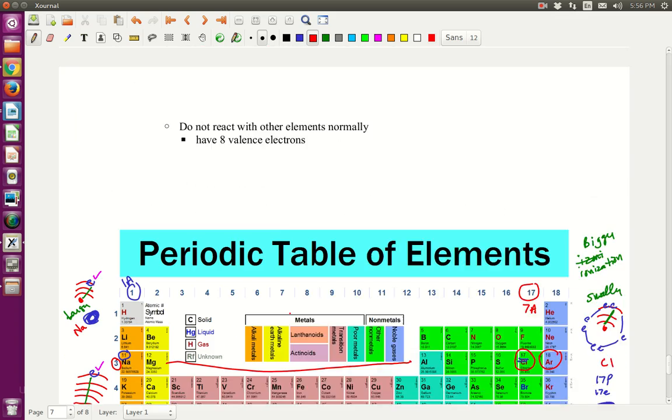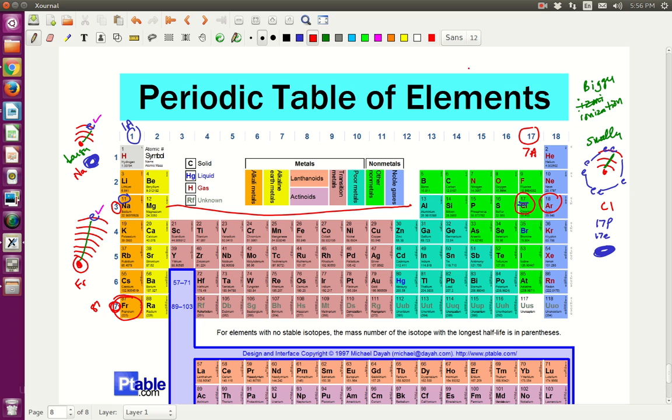Now let's look at the chart real quick. All right, I'm going to stop this real quick and do some fixing. All right, here we are. So let's find fluorine. There it is, fluorine.